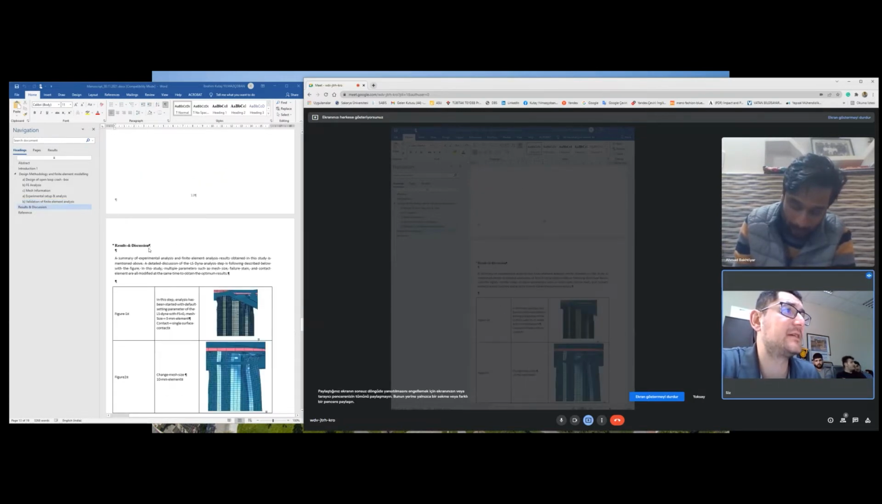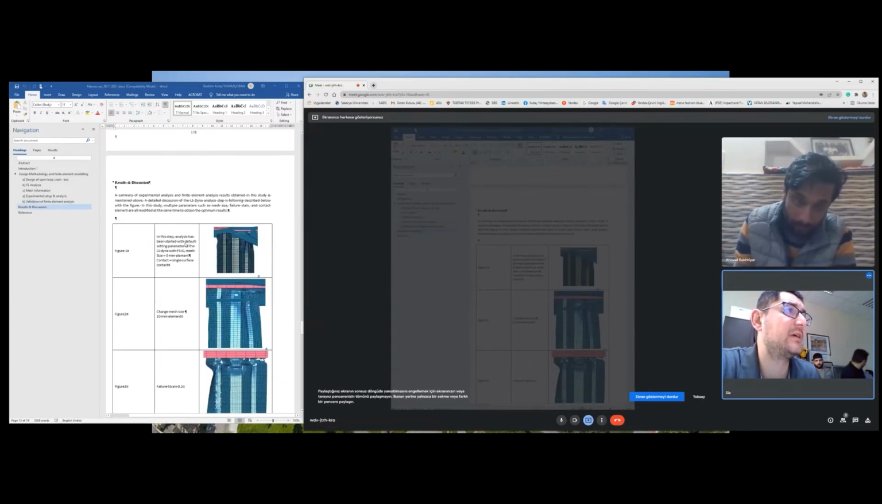So, results and discussion. Let me check. You tried to write something before. For example, let's start with figure 1. In this step, the analysis has been started with the default setting parameters of LS-DYNA with FS equal to 0.